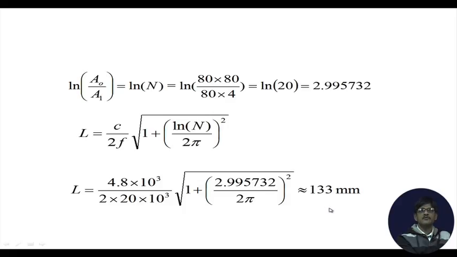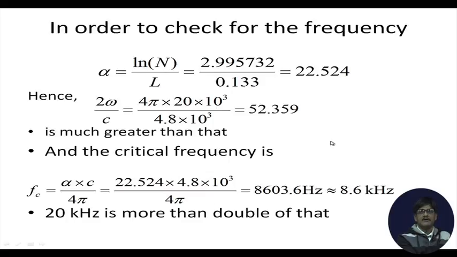So the first part of the problem is done: 133 millimeters. Second, now we have to make a check. If you remember that expression, what was that? f is equal to alpha c by 4 pi. What does that mean? That means that we have designed it for 20 kilohertz.